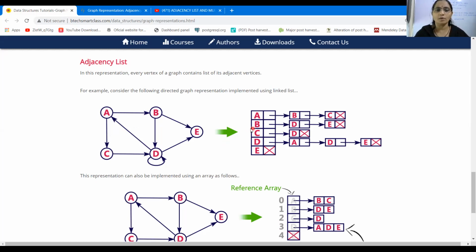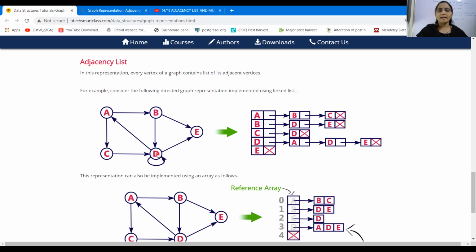Now you check for the B node. For B there are 2 outgoing edges, D and E. Therefore the adjacent nodes are D and E. For C, there is only one outgoing edge, because the other is an incoming edge. We consider only the outgoing edges, so only one outgoing edge, and therefore only one adjacent node, and that node is D. Now you check for D.